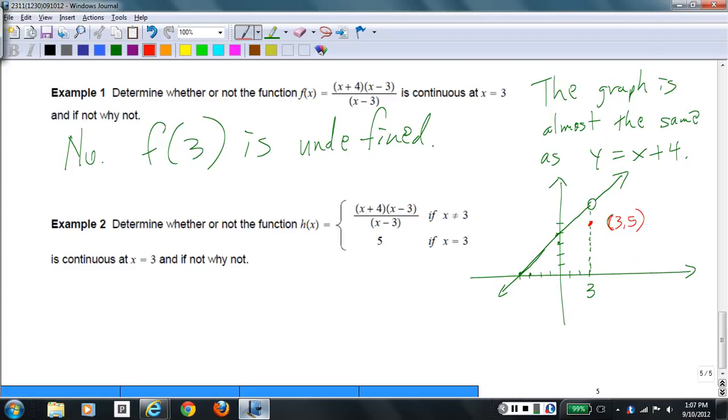No, it's not continuous at 3. The limit exists. If you were going to evaluate the limit of this expression as x approaches 3, you would scratch out the x minus 3's, and you would substitute 3 for x in the expression x plus 4. 3 plus 4 is 7, and that's not equal to 5, though. So the limit exists, and it's not equal to what the function is defined to be. So the limit of f of x as x approaches 3 equals 7, but f of 3 equals 5, so it's not continuous.